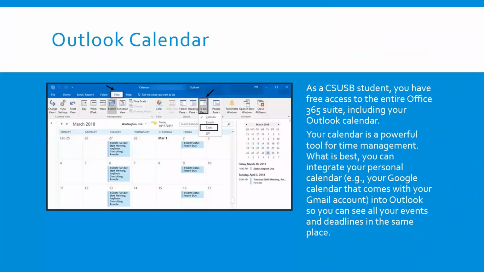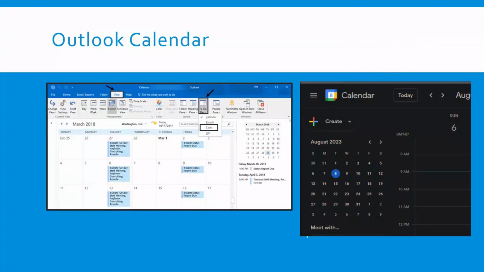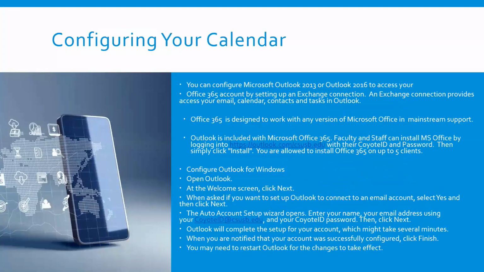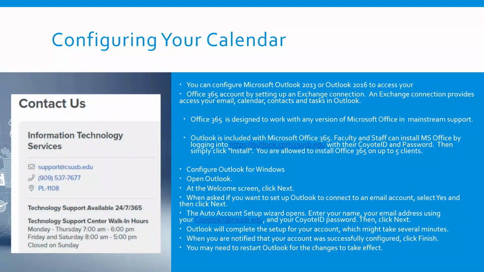Outlook calendar. As a CSUSB student, you have free access to the entire Office 365 suite, including your Outlook calendar. Your calendar is a powerful tool for time management. What is best is that you can integrate your personal calendar, whether it be your Google Calendar that comes with your Gmail account, into Outlook so that you can see all your events and deadlines in the same place. To configure your calendar, you may do so by following these steps. And if you have any questions, you may contact the Technology Support Center.